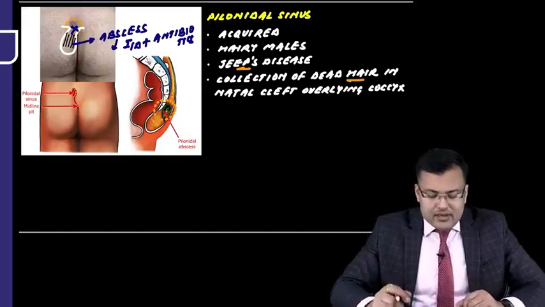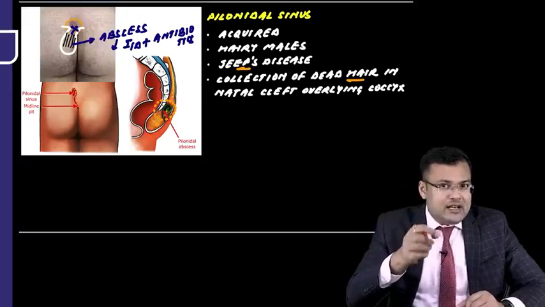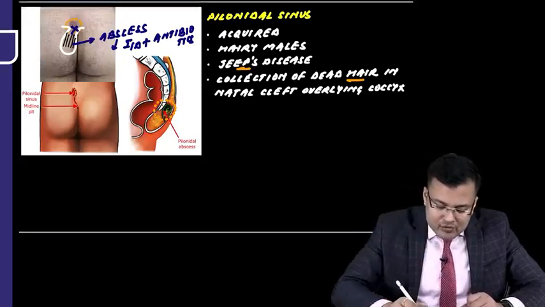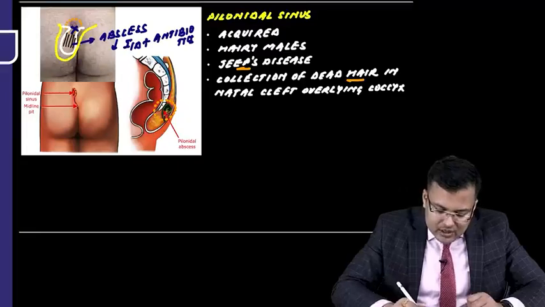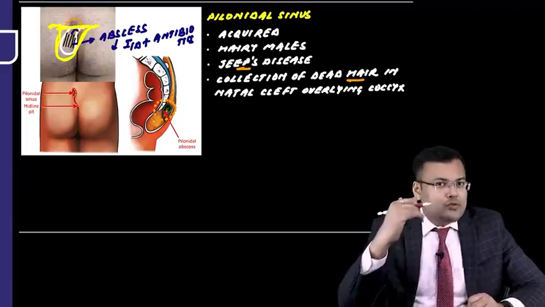But what is the actual treatment? Since there is a cyst which is containing dead hair and it is having an opening, we have to excise the whole cyst along with its tract. So this whole cyst is excised, and whatever the defect is there, this defect is closed with a flap.